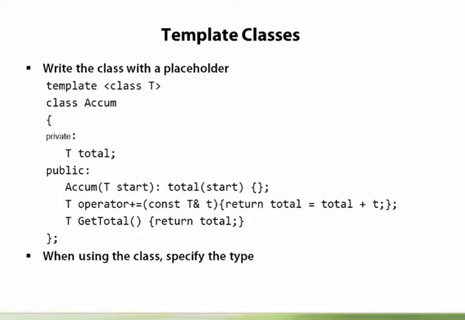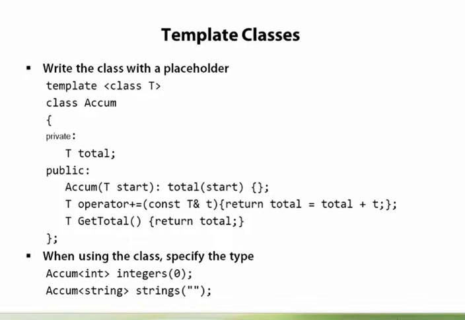And when you use it, you tell the compiler what type you'd like the template instantiated for. So I'd like to accumulate ints, or I'd like to accumulate strings. The compiler will not check on this line and say, is it okay that you're using this type? Is int appropriate for the accum class? It will check as you use or exercise members of accum.